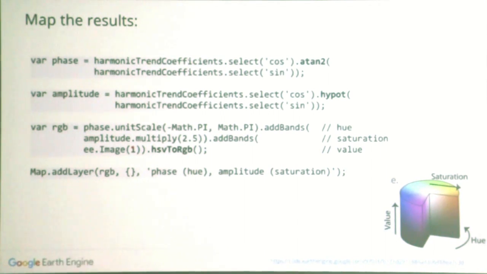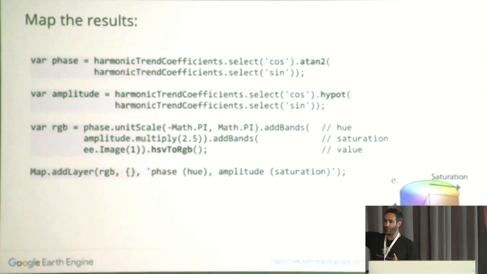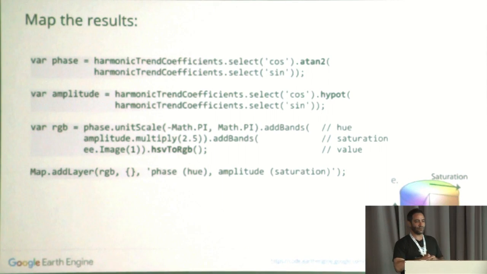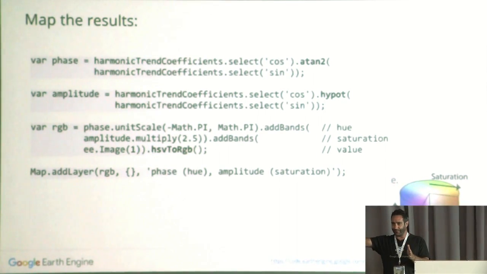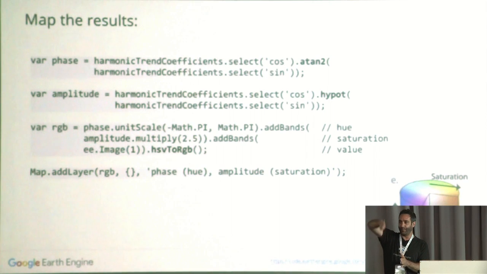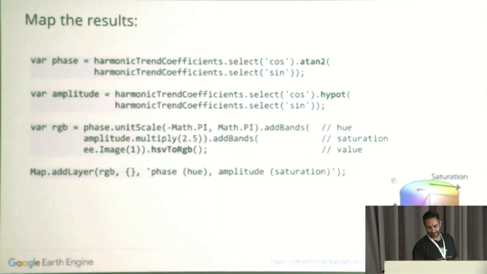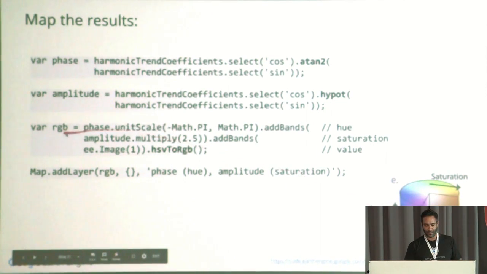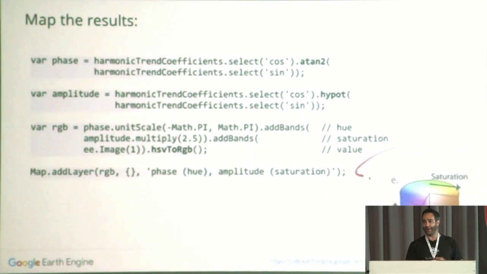The amplitude is going to be the saturation, or the difference from white. So long vectors are going to be more colorful, and short vectors are going to be closer to white, depending on the amplitude of the annual cycle. So big changes in an annual cycle will be more colorful. And I'm going to say, never mind the value, just set it to 1. So we're just operating on the top of this little color cylinder here. I just set value to 1 here, and finally call that model.